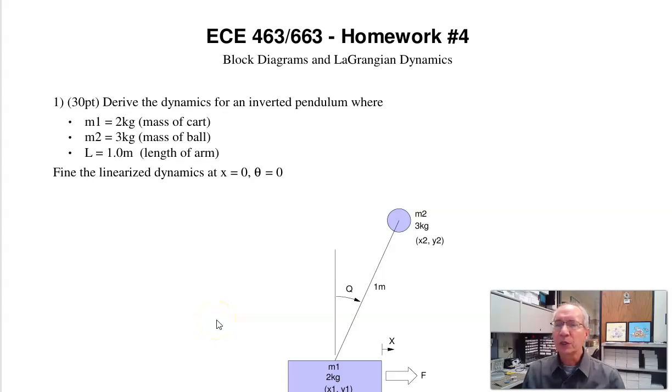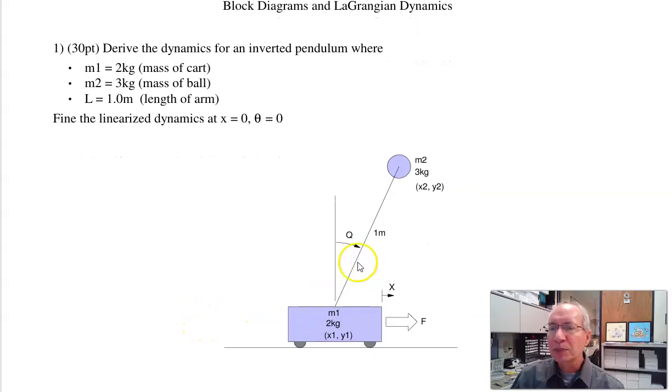Here are solutions to homework set number 4 for ECE 463-663 Modern Control. This homework set looks at using Lagrangian dynamics to find the dynamics of a cart-and-pendulum system and a ball and beam system. Now the first problem is, suppose I have a cart-and-pendulum system like this.